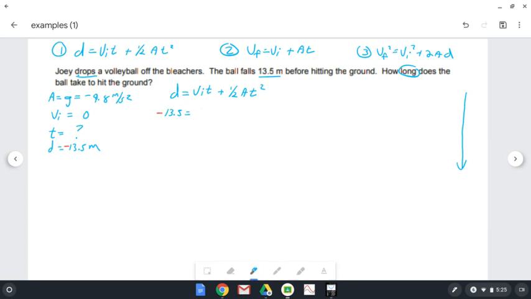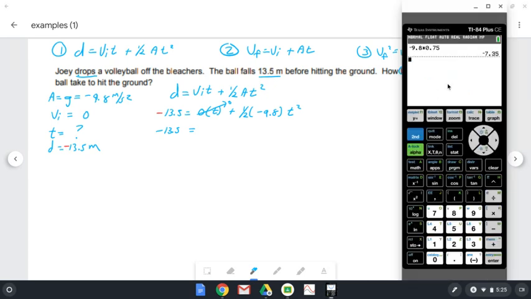Our initial velocity is 0. T is unknown, but that's good because we have a 0 there. Plus 1/2 A of negative 9.8. And then T is unknown. All right, so the nice thing about this is 0 times T is just 0. So we get our negative 13.5 is equal to 1/2 of negative 9.8.